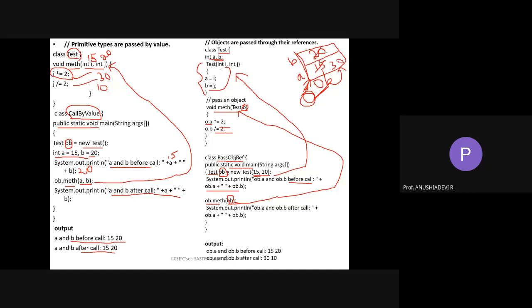So now when I print ob.a and ob.b after function call, what will I get? I will get 30 and 10. Okay?